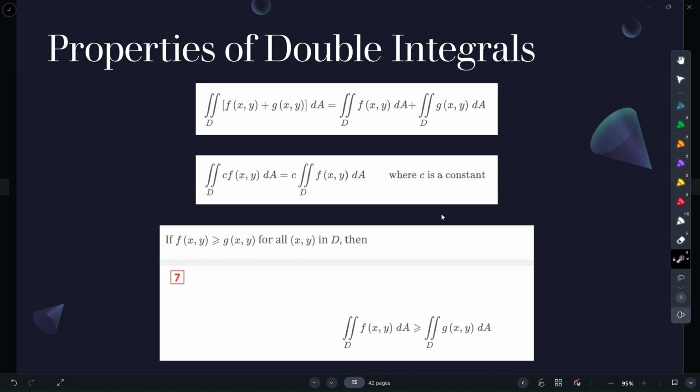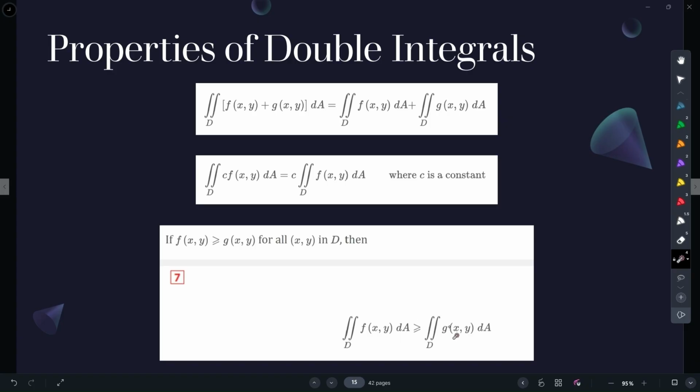Now, double integrals over regions of type 1, type 2 satisfy the same properties that even the single variable integral satisfied. For example, that the integral of a sum of two functions is the sum of the integrals, or that the integral of a constant times a function is the constant times the integral of the function over that region.